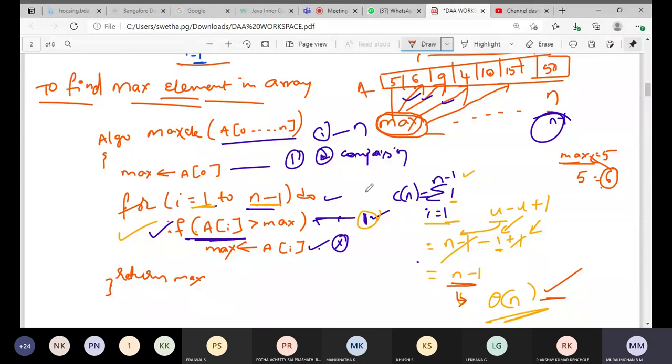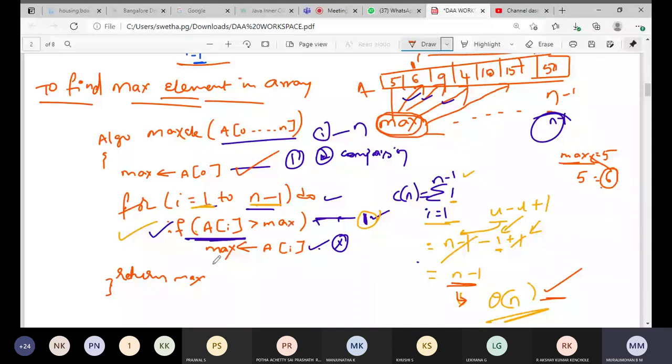Okay, now let us see. Initially we store A of 0 inside the max variable. Then we go from 1 to n minus 1, right? We use a for loop to iterate from 1 to n minus 1. Why? Because each time we compare the value of max with A of I. Now if A of I is greater than max, then we store A of I into max.